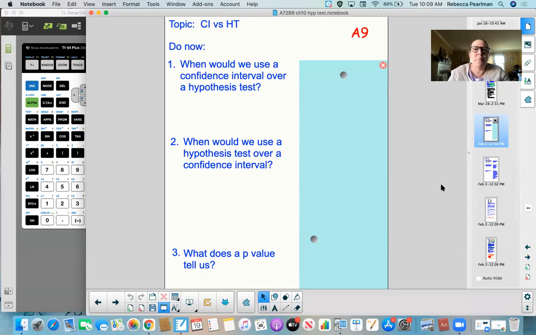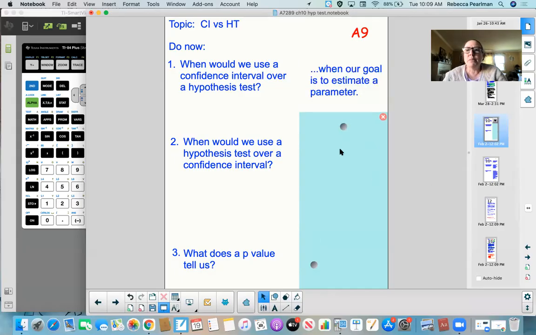Treat this like a quiz on chapter 10 so far. We're going to look at the differences between confidence intervals and hypothesis tests. Take a moment to do slide 1 right now. Give it your best shot. Don't be afraid to make a mistake. Do it now. And you're back. Let's take a look.